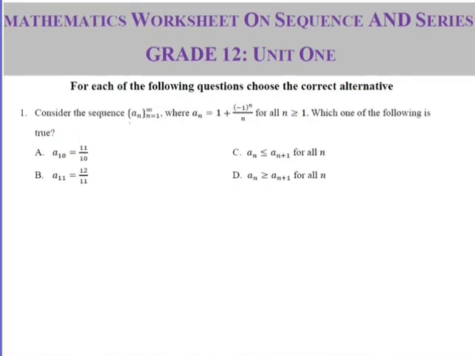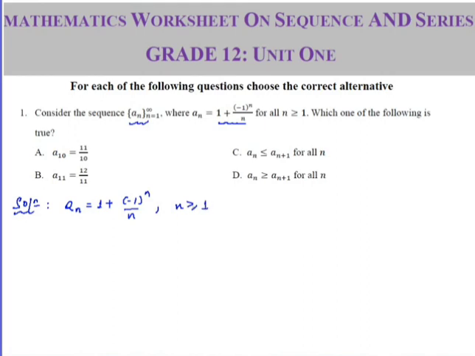Consider the sequence AN where AN is equal to 1 plus minus 1 the power of n over n for all n greater than or equal to 1. Then which one of the following is true? So what is given? The nth term of a sequence is given. The nth term of this sequence is 1 plus minus 1 the power of n over n. This is the nth term for n greater than or equal to 1.